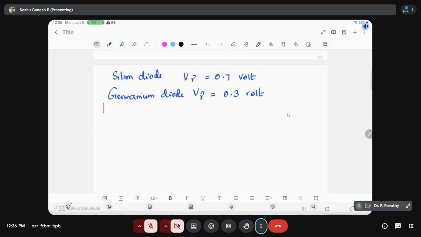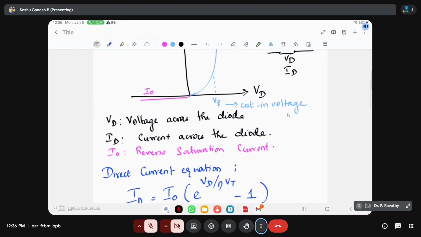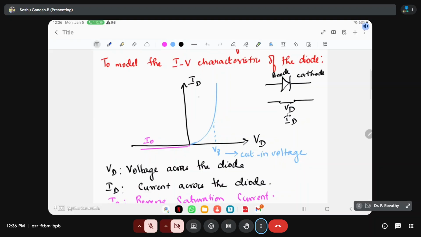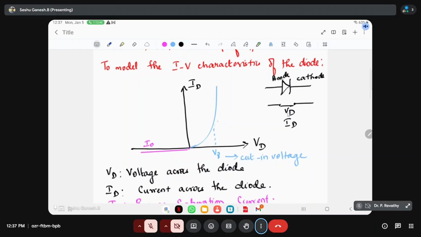So when we want to draw an ideal IV characteristics, this is normally set for a germanium diode or a silicon diode. The IV characteristics will be in this condition. That is, at V eta only, the diode will start conduction. So up to that there will be only a medium current flowing, and after V eta the current will be very high.